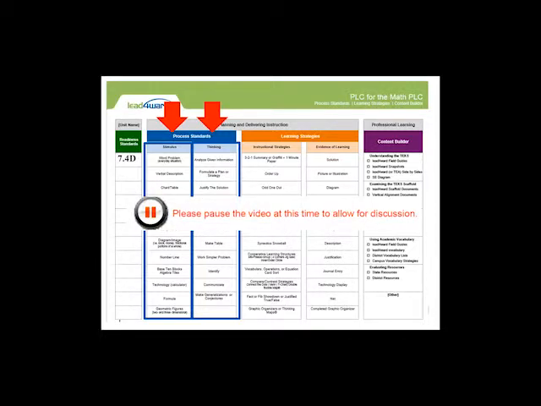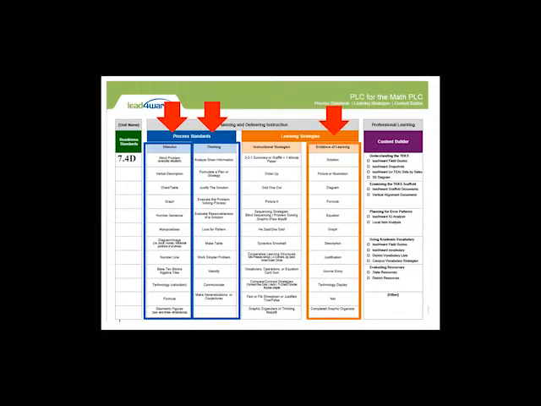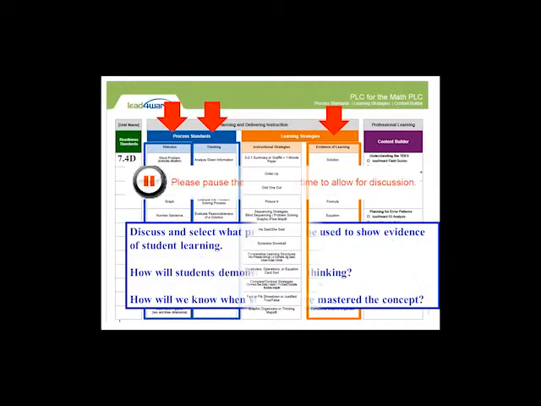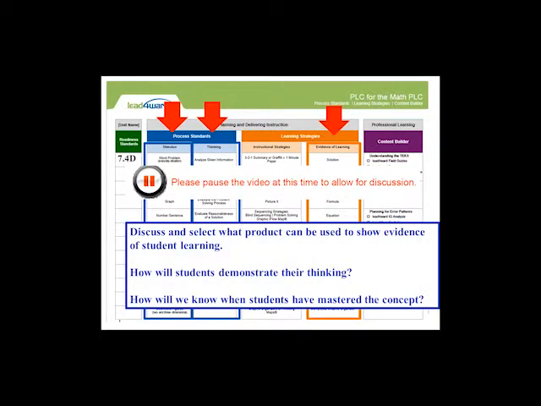Look at the evidence of learning column. Discuss and select an appropriate product that can be used to show evidence of student learning which matches the rigor of our hotspot TEK. Questions to think about when selecting the evidence of learning: How will students demonstrate their thinking? How will we know when students have mastered the concept?